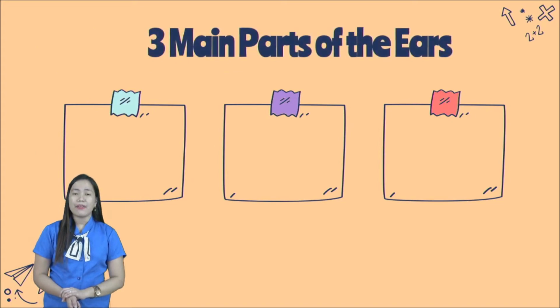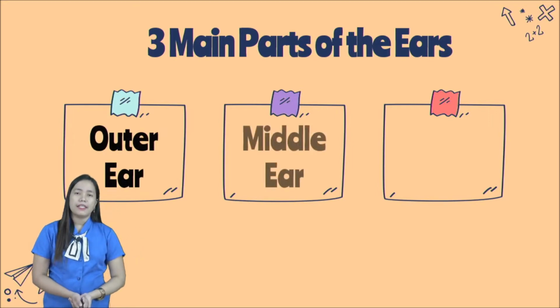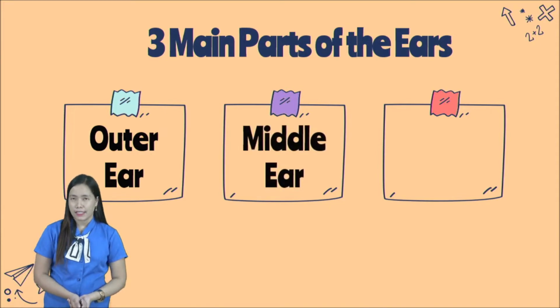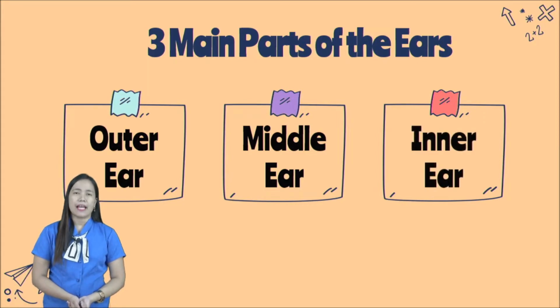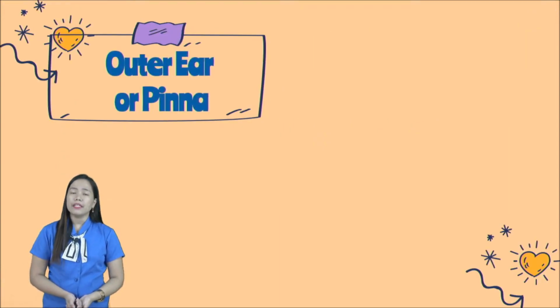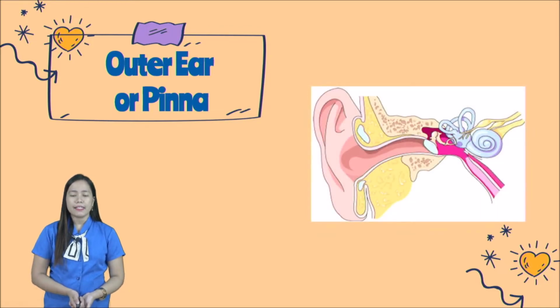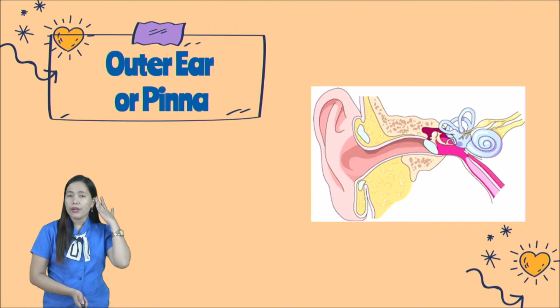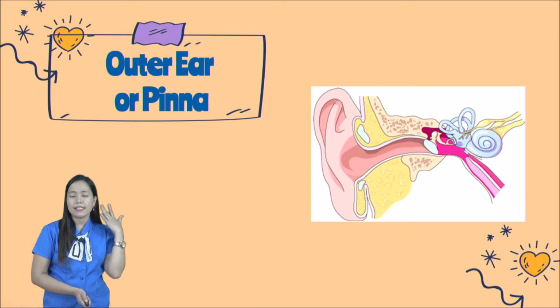Now, let's talk about the three main parts of the ears. First, we have the outer ear, the outer part of the ear. Next, we have the middle ear, and the last part is the inner ear. Now let's talk about them one by one. Let's start with the outer ear or pinna. Can you say it? Pinna. Very good. That is our outer ear, usually the one that you can see, the one that you can clean.